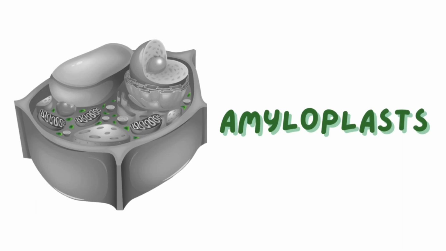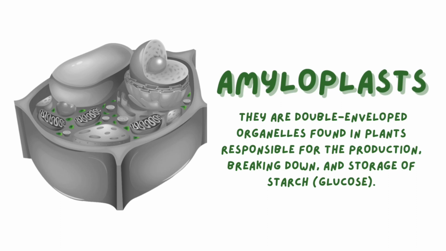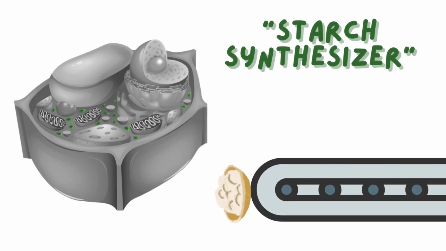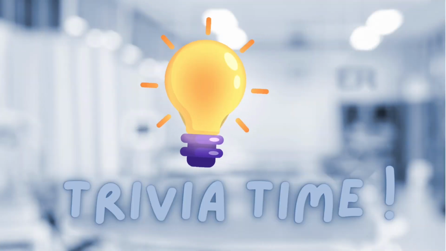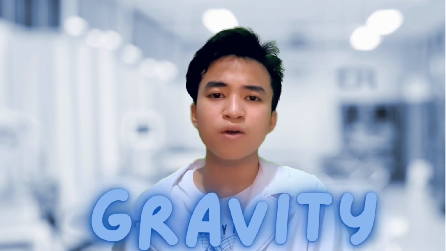Amyloplast is a double envelope organelle found in plants responsible for the production, breaking down, and storage of starch, also known as glucose. Did you know that amyloplasts are organelles that detect gravity, allowing every plant to sprout upwards without any hassle?